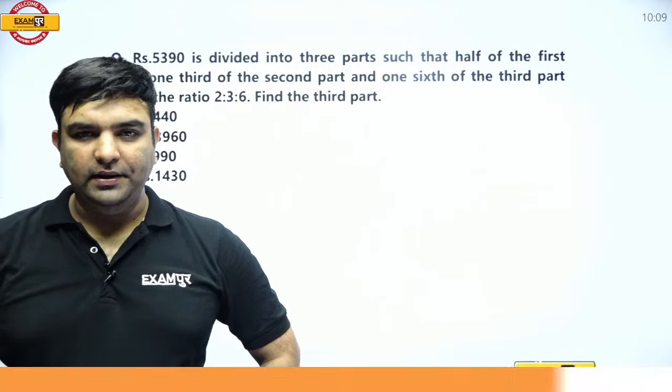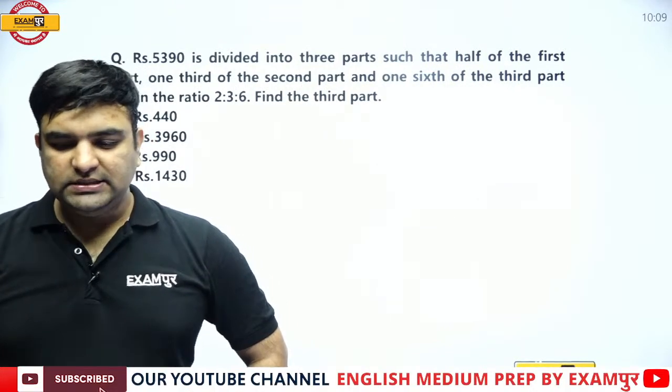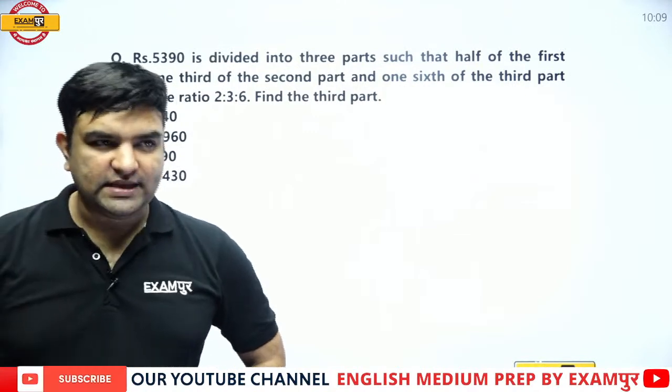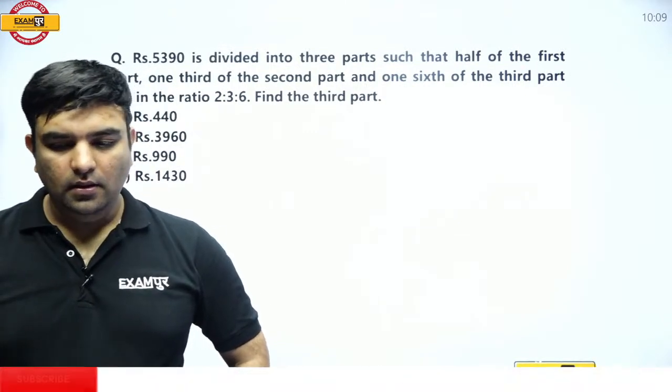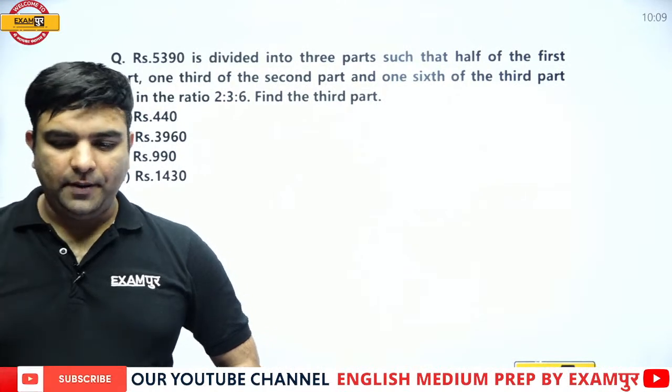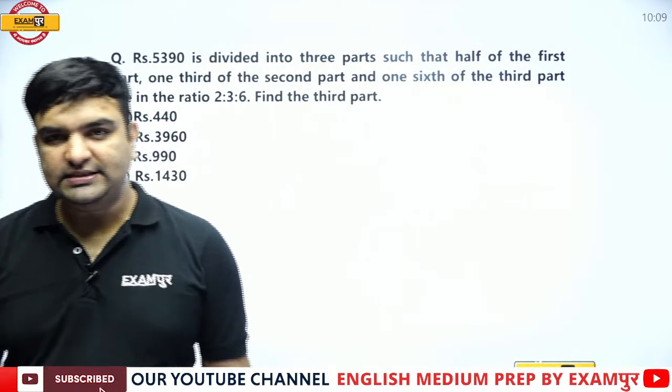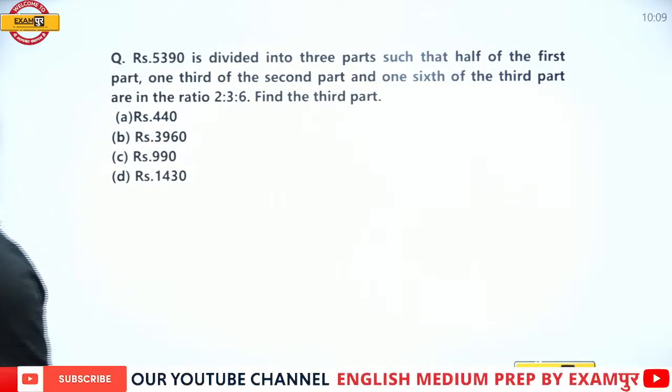5390 has to be divided into 3 parts such that half of the first part, 1/3 of the second part, and 1/6 of the third part is in the ratio 2:3:6.